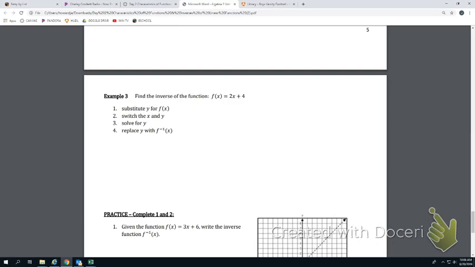First thing I'm going to do is put y in for f of x. It's going to make my arithmetic a little bit easier, having y in there instead of f of x. The very next step, I'm going to switch x and y. So literally, where y was written, I'm going to write x. Where x was, I'm going to write y. After that, I'm going to solve for y.